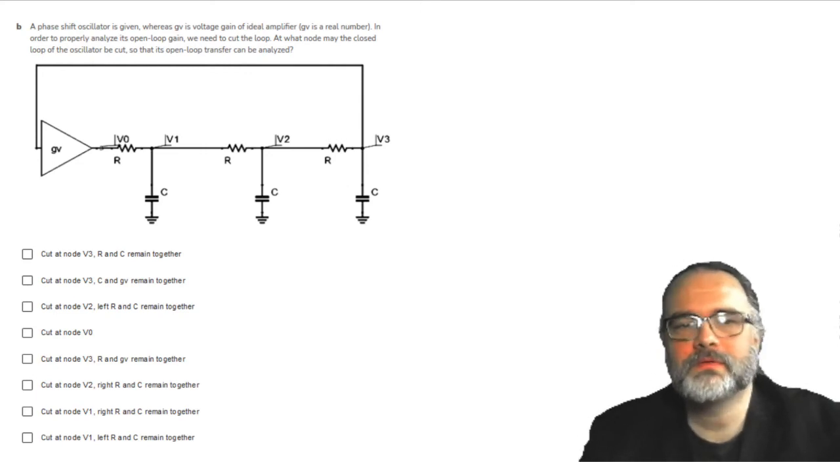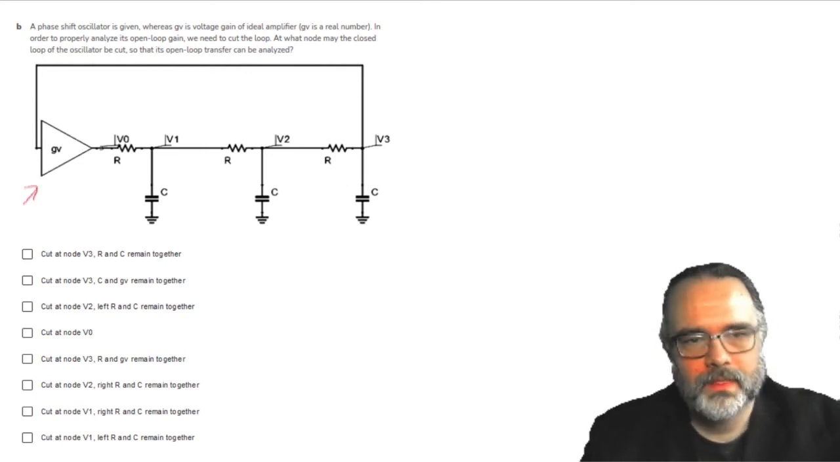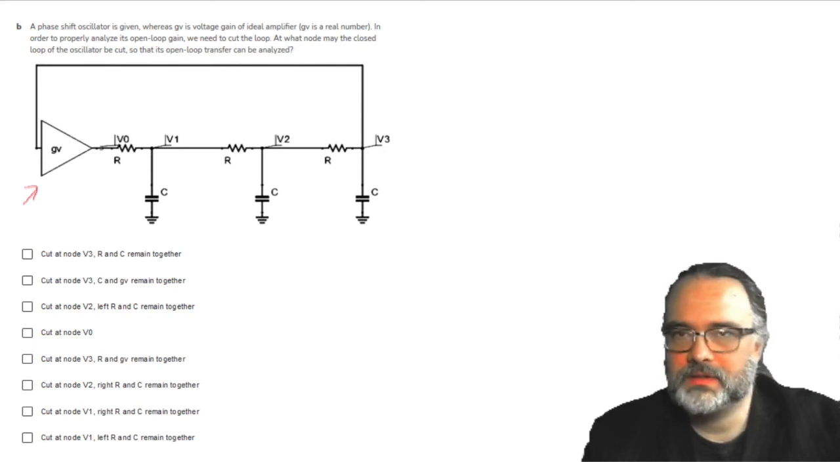A phase shift oscillator is given, where GV is the voltage gain of an ideal amplifier. GV is a real number. In order to properly analyze its open loop gain, we need to cut the loop.